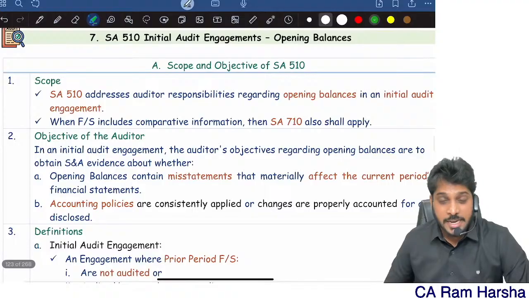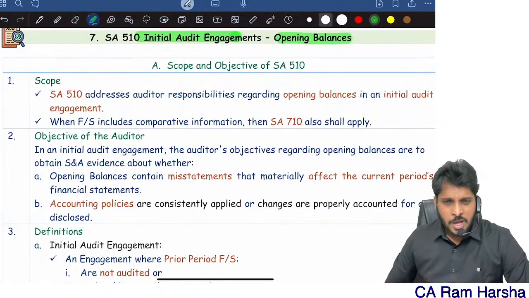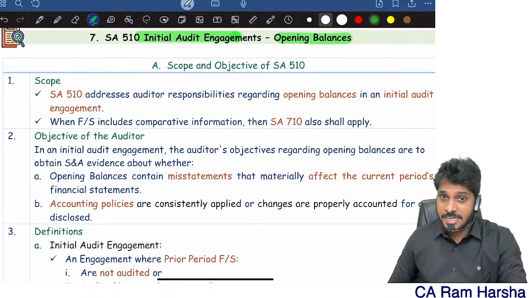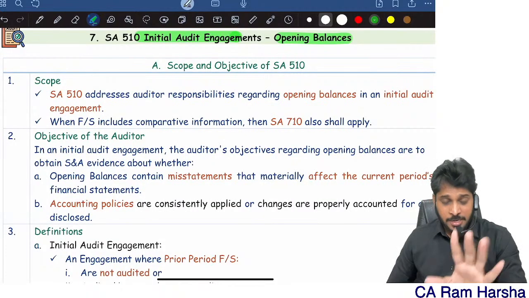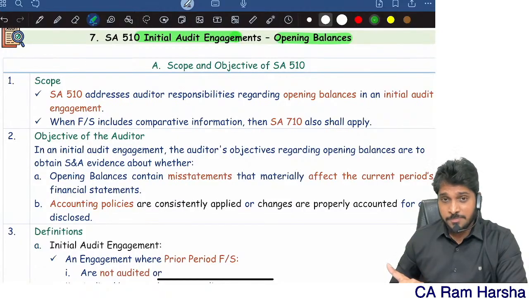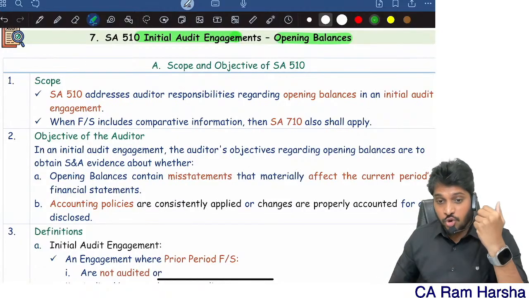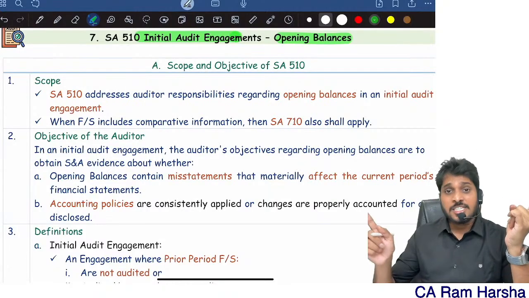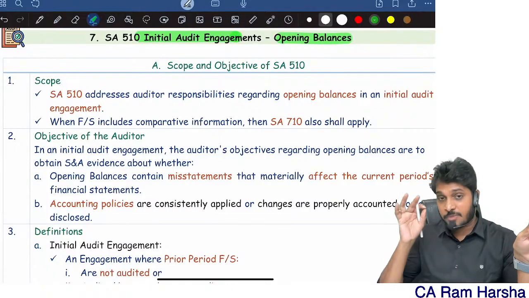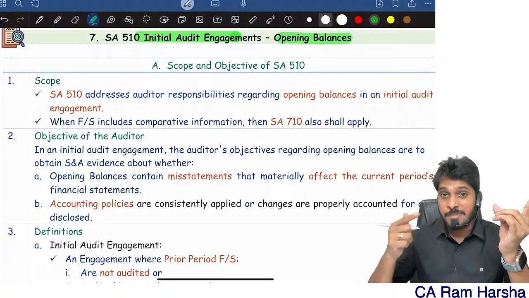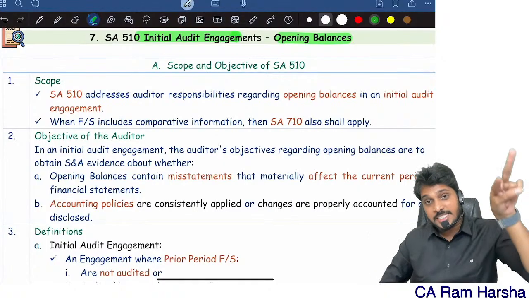What is 510? Initial audit engagement and opening balance. What is an initial audit engagement? First time I'm doing the audit of this entity. That's an initial audit engagement. First time I'm doing audit for a particular client, or previously there is no auditor at all. Simple. There are 2 cases. Previously, the financial statements of the client were not audited at all, and I'm the one appointed right now for the first time. Or, previously some other auditor was there, now I replaced him. Both these engagements are called initial audit engagements.